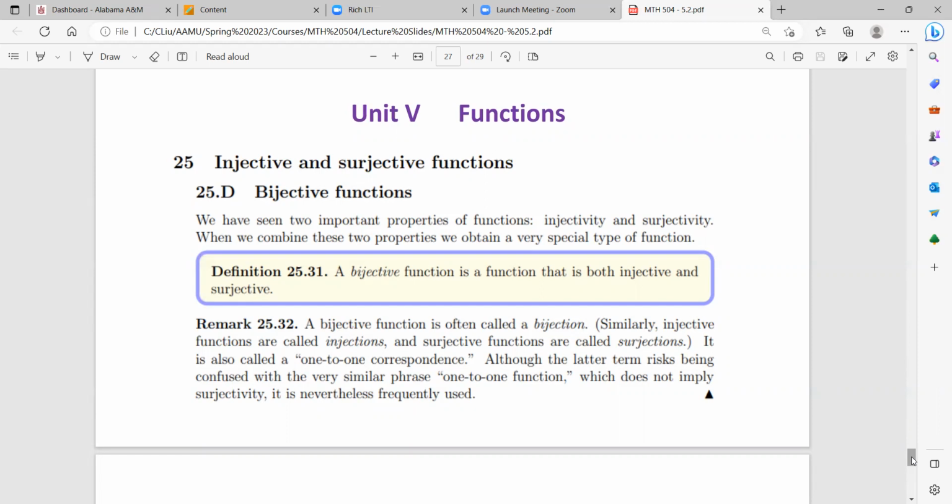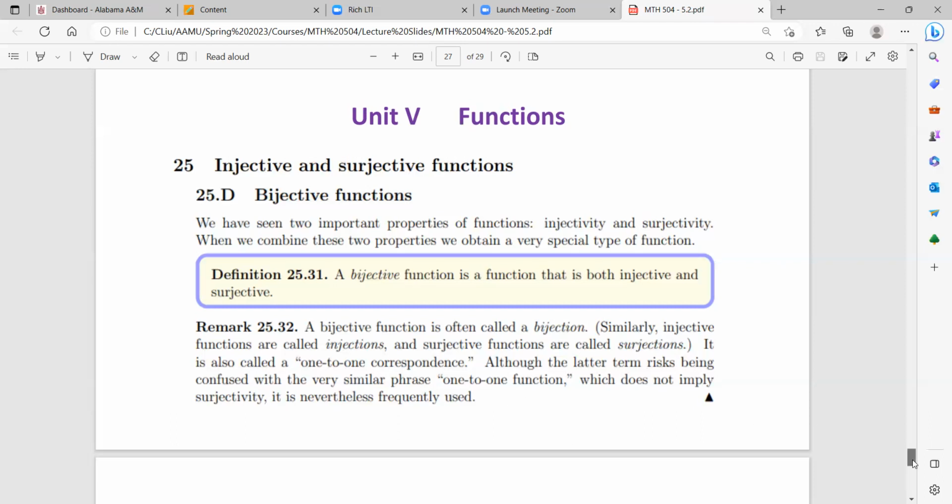So, injective functions are called injections and the surjective functions are called surjections. A bijective function is called a bijection. And we have to be careful about the wording here when we say bijective function or bijection. We also say one-to-one correspondence. But that's not the same as one-to-one function. A one-to-one function means injective, but one-to-one correspondence means bijective. So just be careful when you say these words.